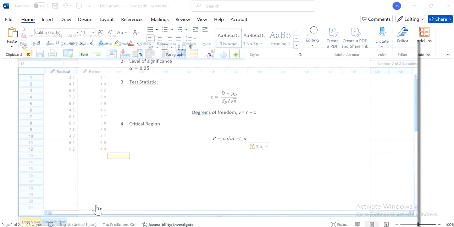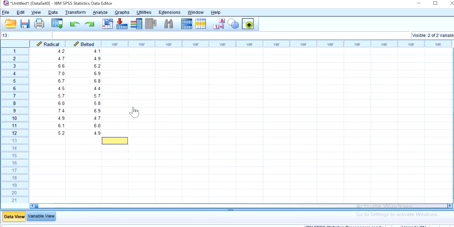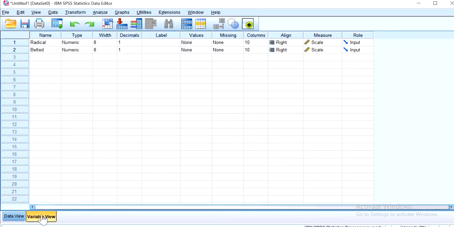So we are shifting to the IBM SPSS. I have entered two datasets, radial and belted. This is the formal method to enter the data if you have two samples. But in testing of hypothesis, we are not using them this way.